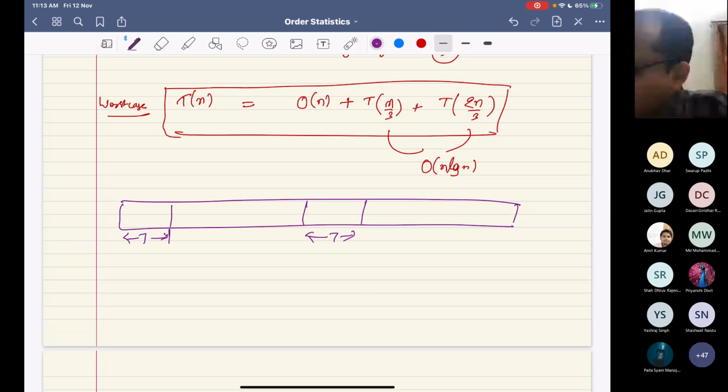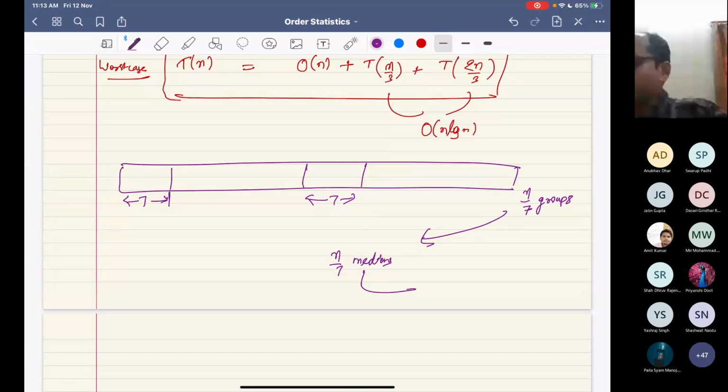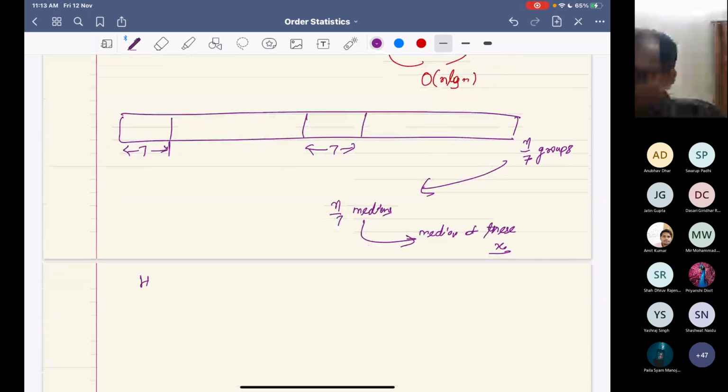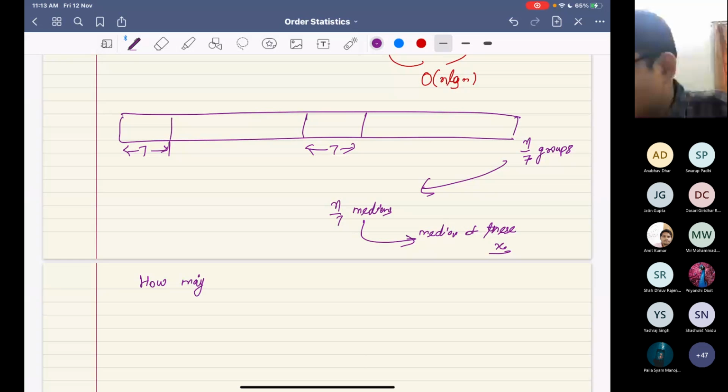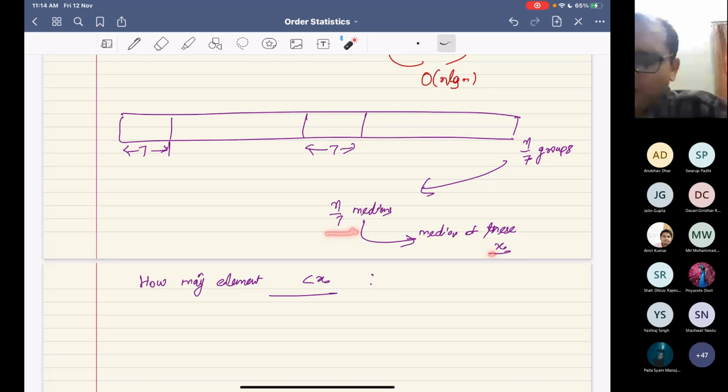So I have n by 7 groups. I find the median, so n by 7 medians. Then again I find the median of these, call it x. Now, how many elements are guaranteed to be smaller than x? In the n by 7 medians, x is the median, so n by 14 medians are guaranteed to be smaller.